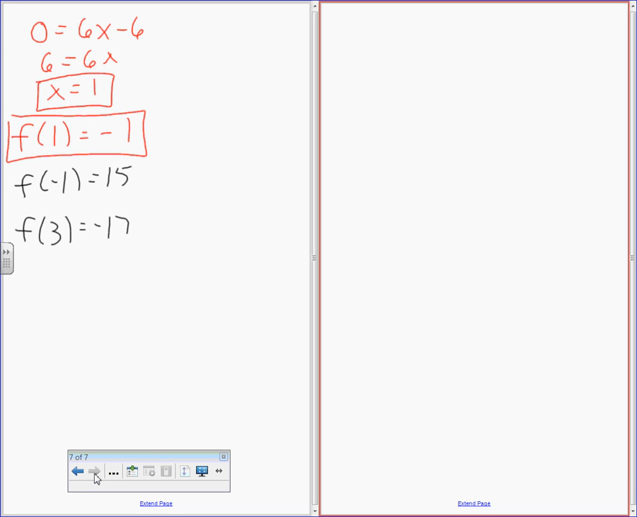So my first one's going to be x is less than -1. And then we're going to do x is equal to -1, -1 is less than x is less than 1, x equals 1, 1 is less than x is less than 3, x equals 3, and x is greater than 3.